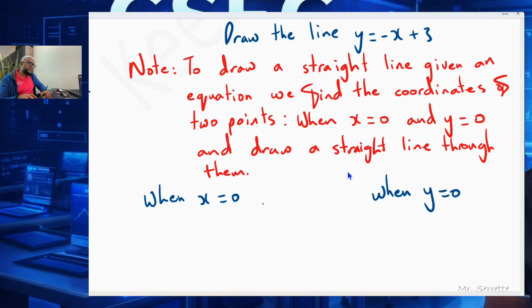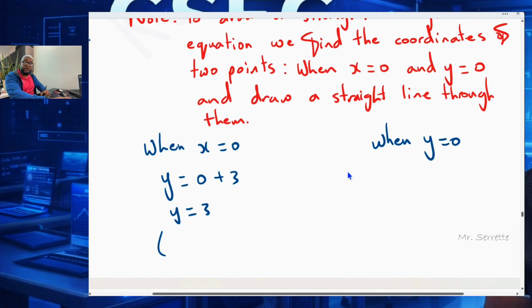So when x is equal to 0, what would y be? y would be equal to, there's no such thing as negative 0, so let's be 0 plus 3. y will be equal to 3. So what are the coordinates of this point here? 0, comma 3, proper thing. Right? Let me go on this side now.